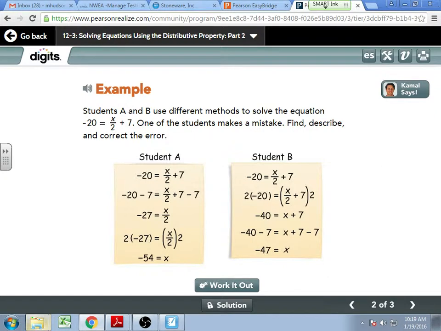Anyone figured out which one makes the mistake, A or B? Class, what do you think, A or B? A. B. No, B. I heard both. All right, let's trace it out.